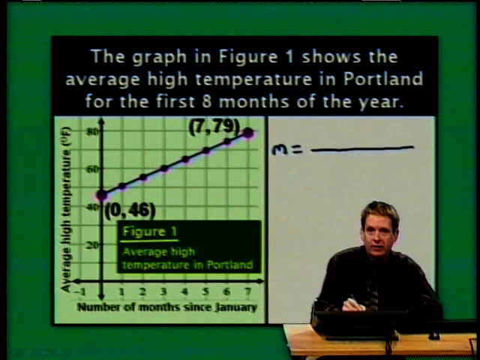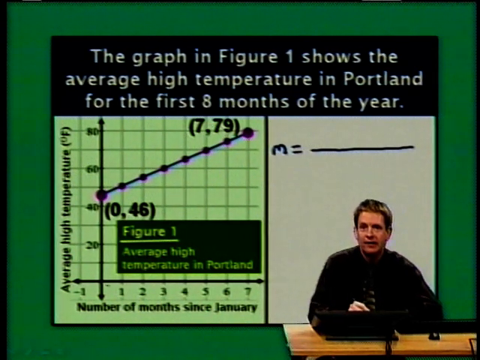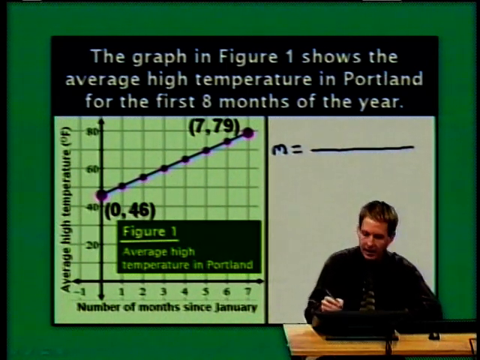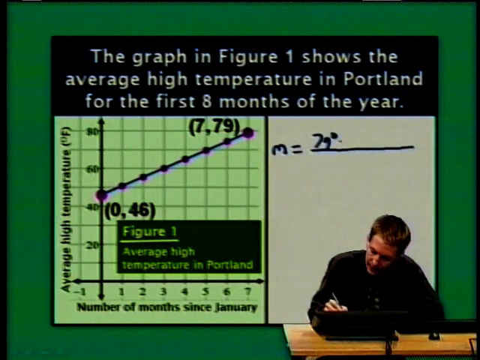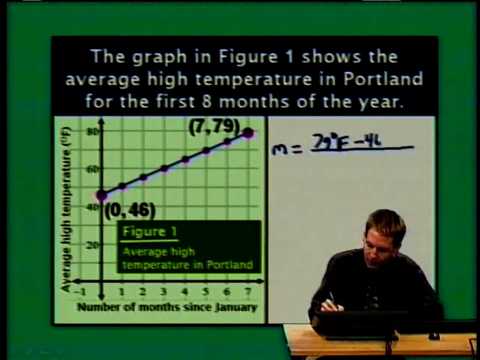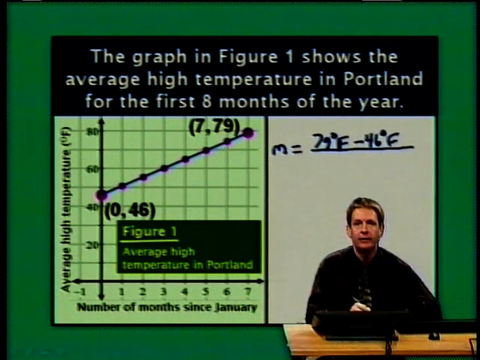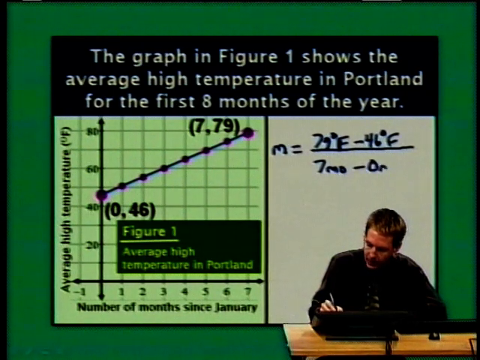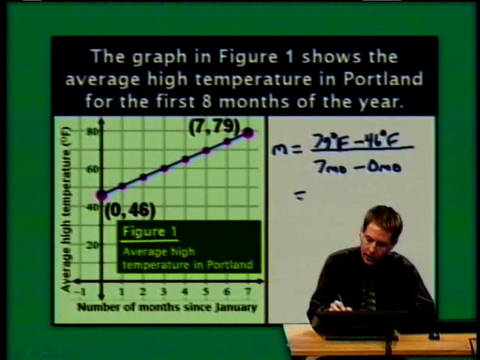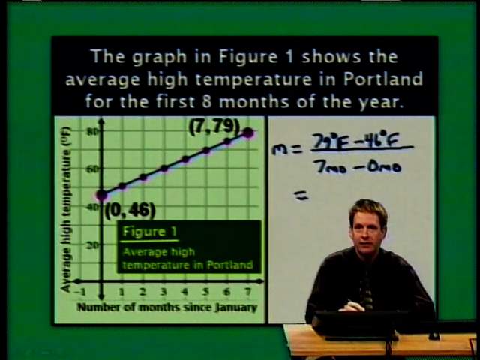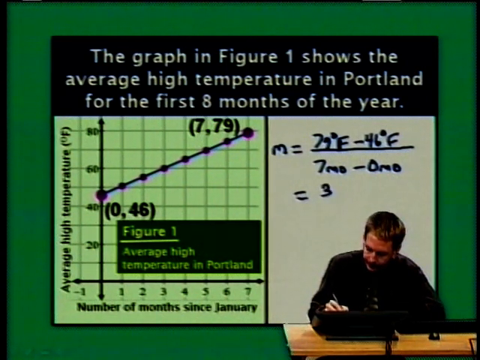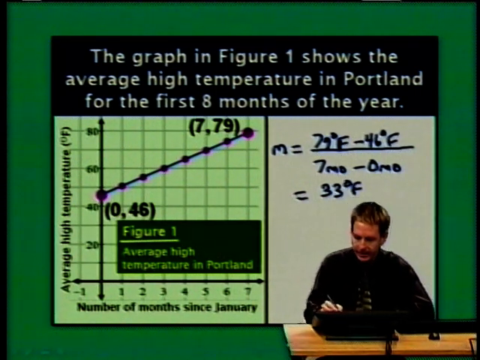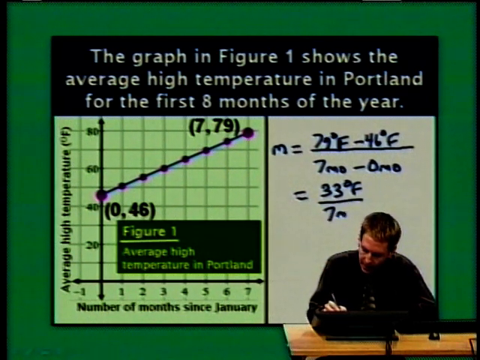I'll think of the (7, 79) as the sub 2 point, and the (0, 46) as the sub 1 point. So our rise is going to be 79 degrees Fahrenheit minus 46 degrees Fahrenheit. And our run is going to be 7 months minus 0 months. So in the numerator there, let's see, 79 minus 46 is 33. So in the numerator, we're left with 33 degrees Fahrenheit. In the denominator, we're left with 7 months.